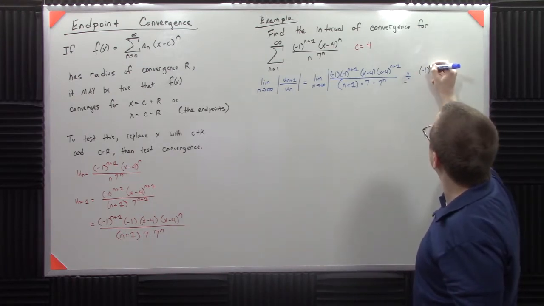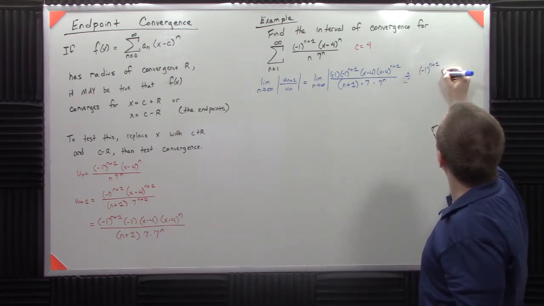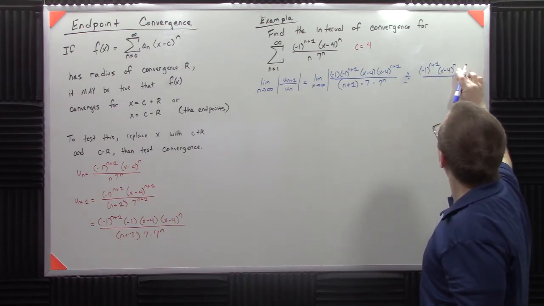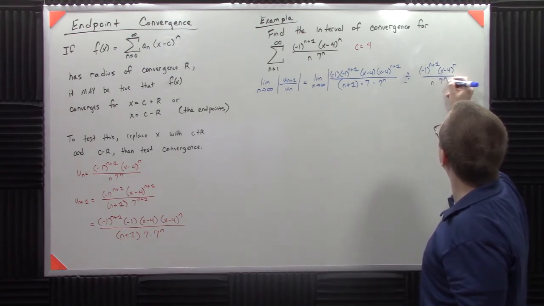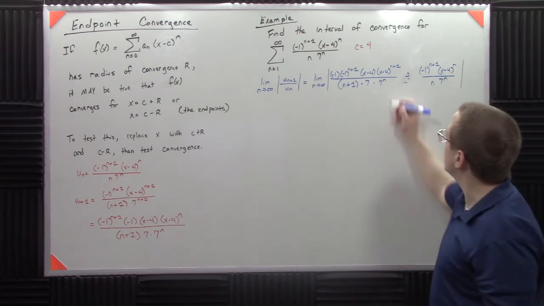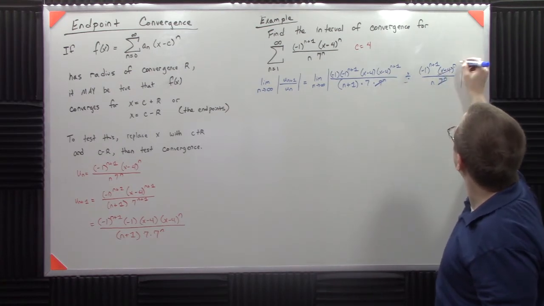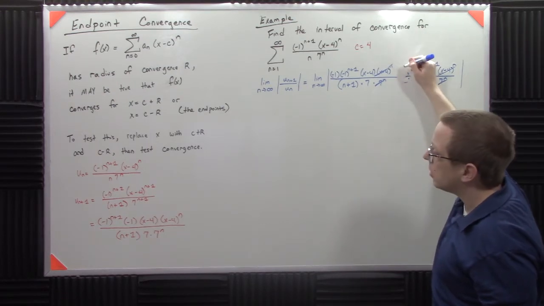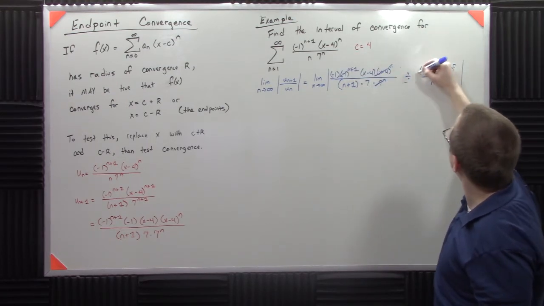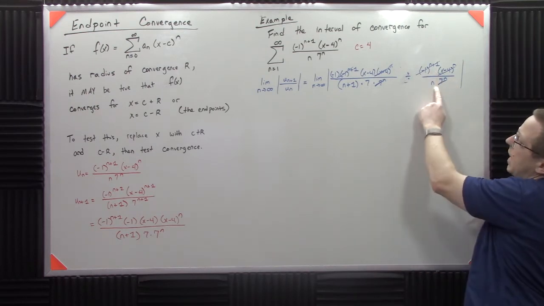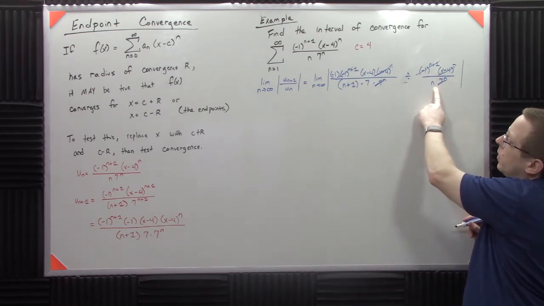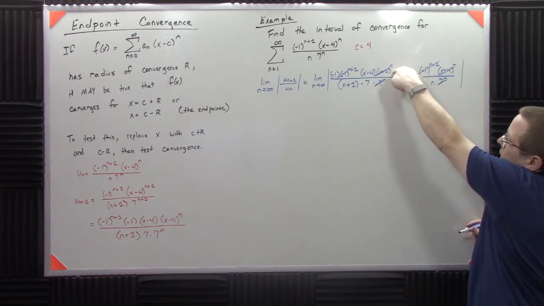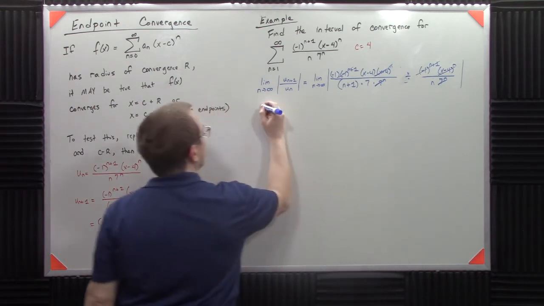So I have -1 to the n plus 1, x minus 4 to the n, over n times 7 to the n. Immediately what I see is that these are going to cancel, and that's going to cancel there. So everything cancels but the n here. So when I divide, that n is actually going to come up top.